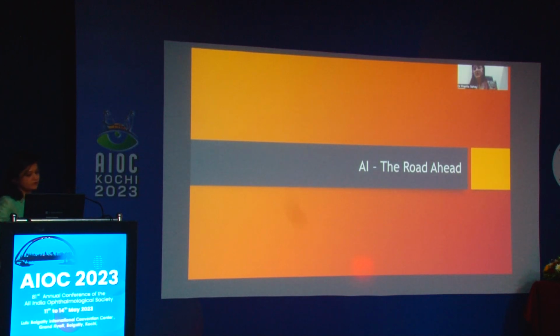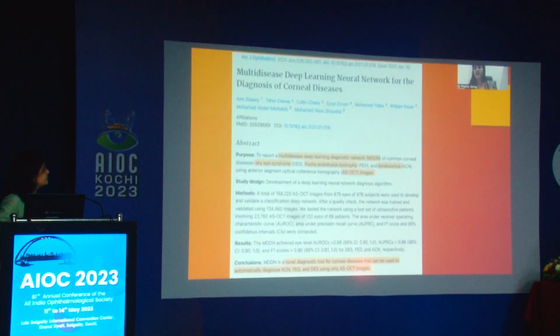However, the major limitation is that there are different algorithms and softwares for assessment of each of these diseases. A single software that can assess multiple diseases altogether is something which can be most beneficial to the clinicians. A similar software was developed by Elsevier et al., where a single ASOCT image was assessed by these deep learning neural network algorithms and identified dry eye disease, Fuchs dystrophy, and keratoconus, all three with the help of a single ASOCT image.